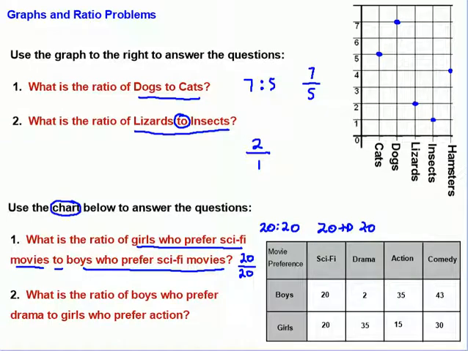What is the ratio of boys who prefer drama to girls who prefer action? Boys who prefer drama. So let's follow the boys who prefer drama. Apparently not too many. Boys who prefer drama to girls who prefer action. Here are our girls right here. Girls who prefer action right there, 15. 15 girls who prefer action. So 2 to 15.